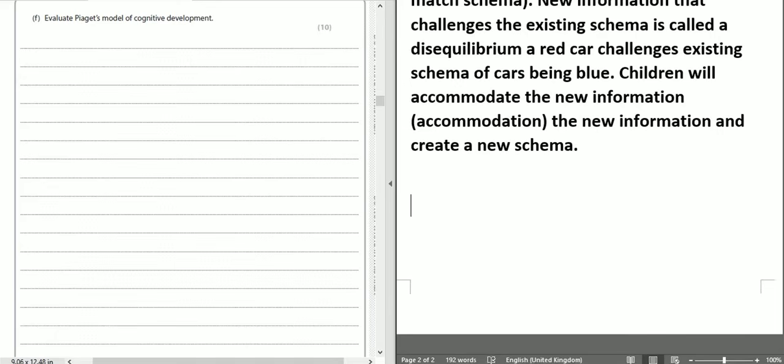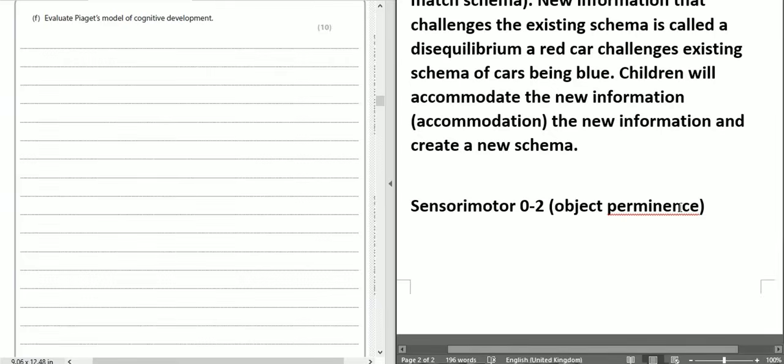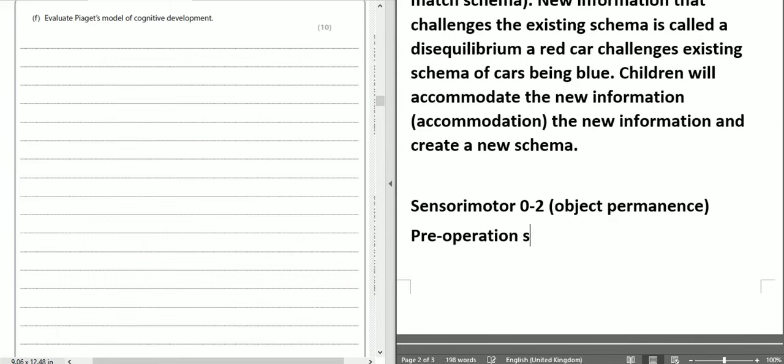Now, Piaget's cognitive development model is that we go through stages. Imagine the steps. So we have the sensory motor stage, which is 0 to 2, and that's obviously all about object permanence. Again, please excuse all my typos here. We then move into the pre-operational stage, which is 2 to 7.